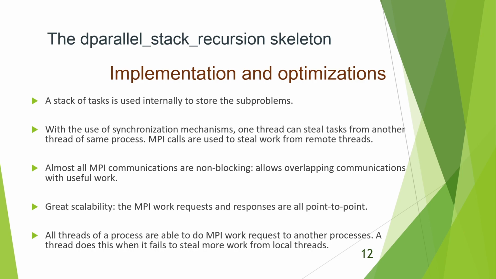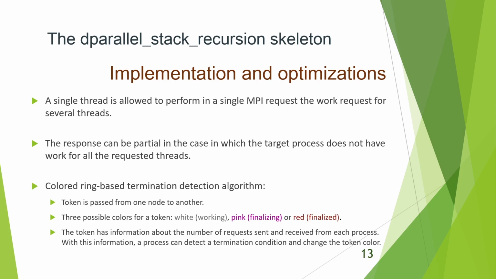MPI requests and responses are non-blocking, allowing useful work to continue while they are not being completed. The system is designed to be highly scalable with a large number of threads and processes, and this is why individual point-to-point requests are used. To increase the performance, a thread can request work for several threads in a single joint API request.